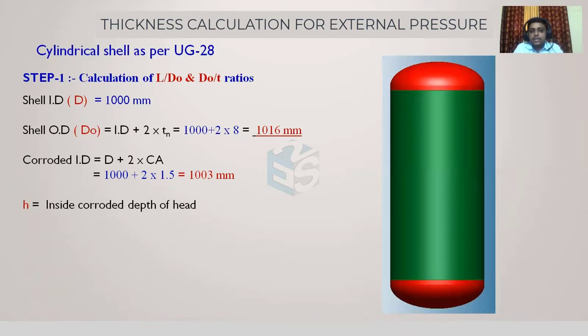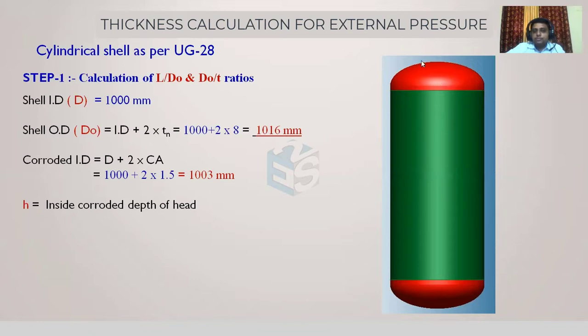h is the inside corroded depth of the head. When we say inside corroded depth, what does it mean? From the tan line to the inner surface, whatever that height is, that is the depth of the head. When we are dealing with a 2:1 semi-ellipsoidal head, its minor axis is half of the major axis, and half of the minor axis is the inside depth. So we can say one-fourth of the inside diameter is our inside depth.